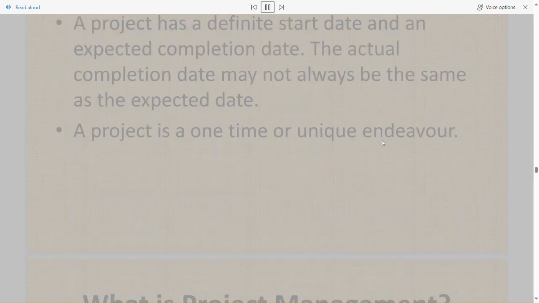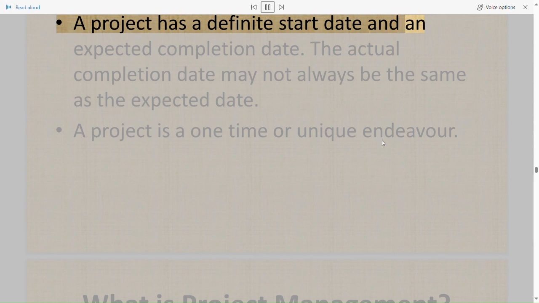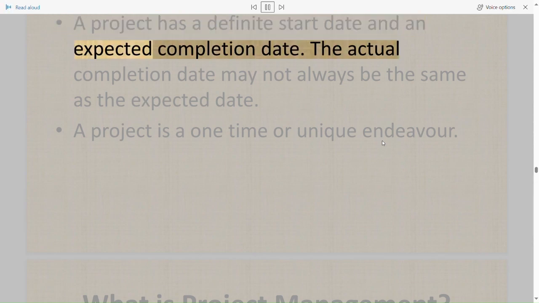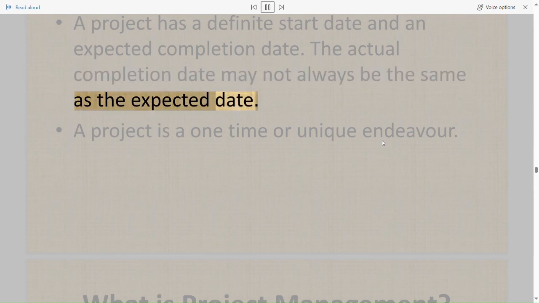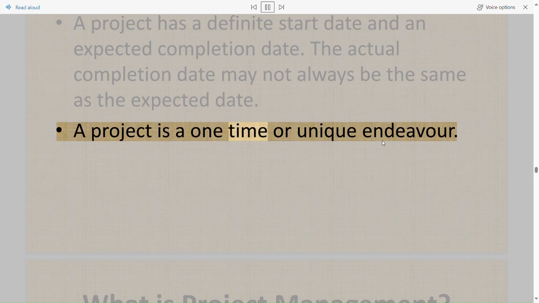A project has a definite start date and an expected completion date. The actual completion date may not always be the same as the expected date. A project is a one-time or unique endeavor.